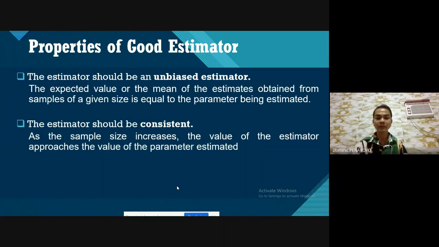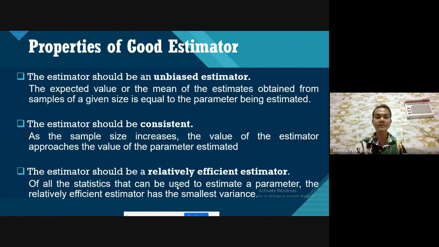Next, the estimator should be consistent. As the sample size increases, the value of the estimator approaches the value of the parameter estimated. Meaning to say, the maximum error or difference from using the estimator is very small, so that we can say that it is consistent, or your estimate is very close to the parameter being estimated.